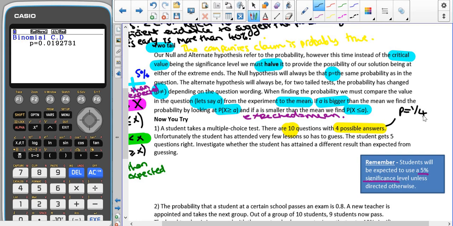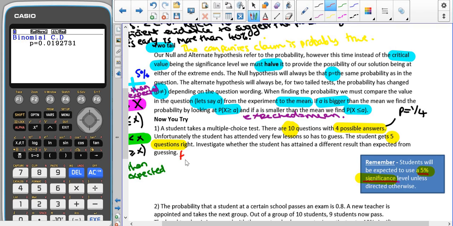So here, unfortunately, a student has attended very few lessons, and so he's having to guess on the test. The student gets 5 questions right. That's the outcome of our test. So that 4 there is telling us our probability. The 5 questions right is telling us what they found when they were looking at the 10 questions. We're trying to investigate whether the student has attained a different result than expected from guessing. As I said, this time it hasn't given us a significance level, so we are going to be using 5%.